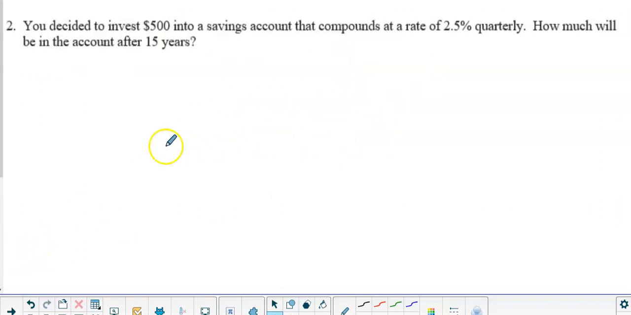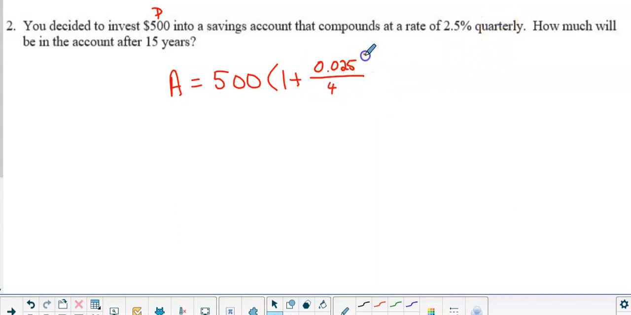Okay, next one. $500 into a savings account compounds at a rate of 2.5% quarterly. How much will be in the account after 15 years? So again, our A is the unknown. So A equals our principal, the 500 again. And then it's always 1 plus, because the 1 is the original amount that you're going to multiply. So the 1 plus 2.5% as a decimal is 0.025. This one compounds quarterly, so that's going to put a 4 there and then a 4 there times 15 years.